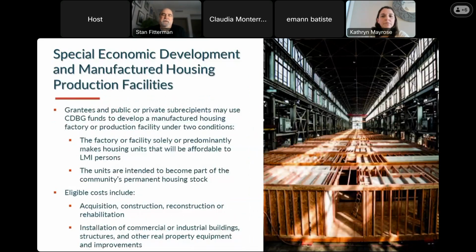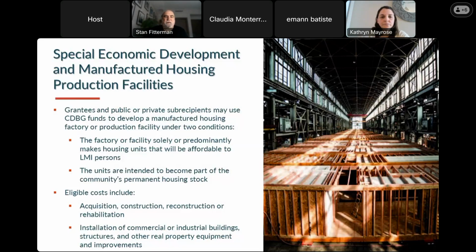Okay, all right. So this one I'm excited about. This is one of my favorite changes, and that is we can now fund a facility that's going to produce manufactured housing as a special economic development activity under two conditions. The factory or the facility needs to make housing units that'll be affordable to LMI persons predominantly. Most of their production is for that. And the units are intended to become part of the community's permanent housing stock.